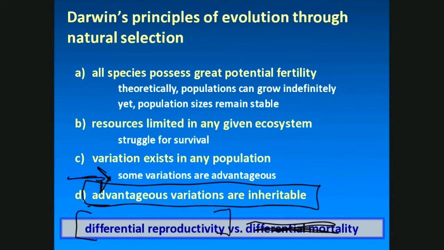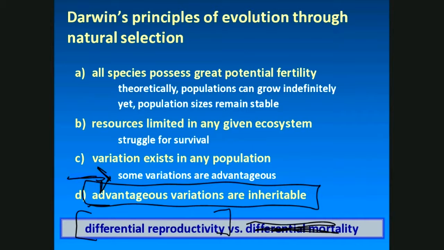Because if they weren't, they would die with you. Now, look at this phrase down below in gray. I think it's kind of a neat little set of words. It's differential reproductivity versus differential mortality. Very important that you understand.